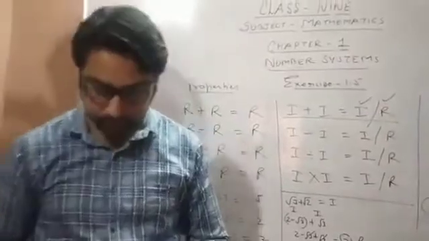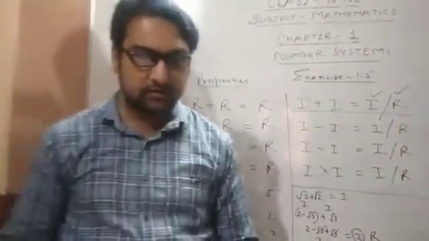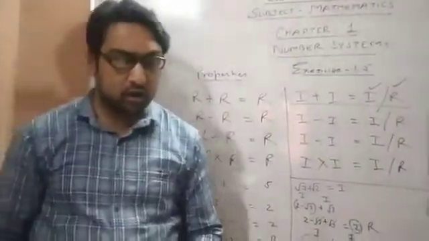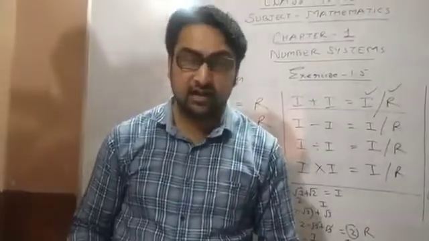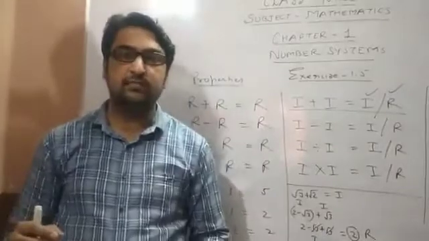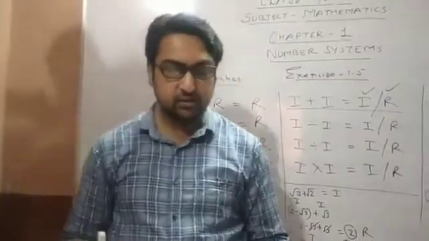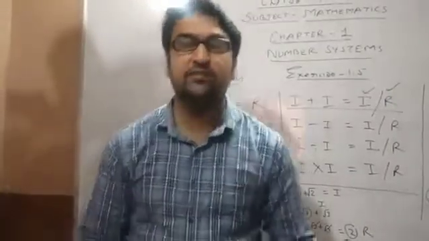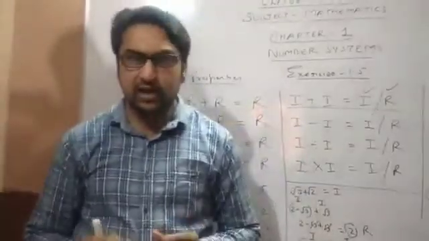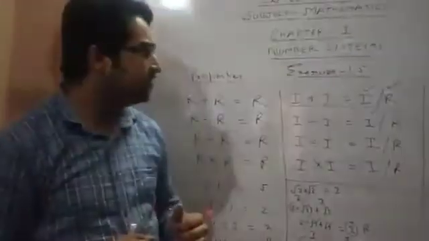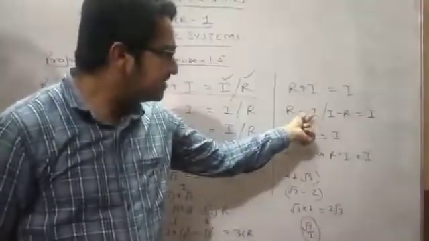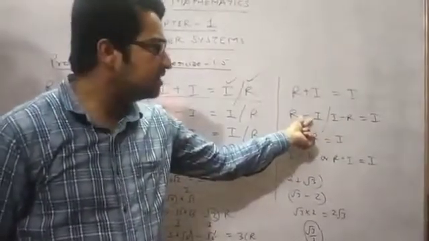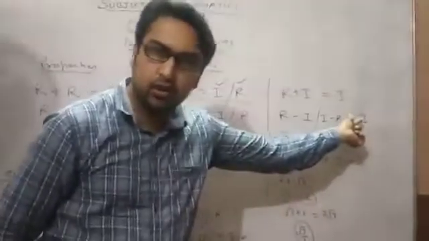Now see exercise number 1.5, question number 1. Classify the following numbers as rational or irrational. There are 5 parts. You have to classify them into rational and irrational. First, 2 minus root 5. Here we see 2 is rational and root 5 is irrational. Then, if there is a difference between rational and irrational, the answer will be an irrational number. Okay? So, the first will be an irrational number.